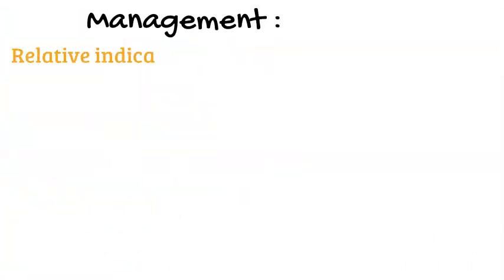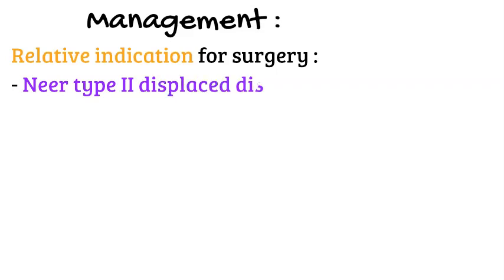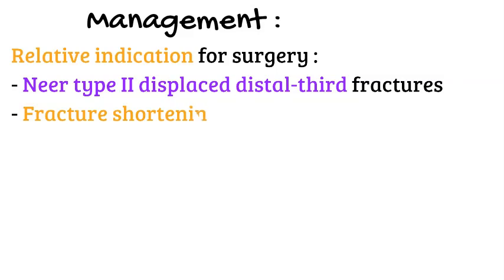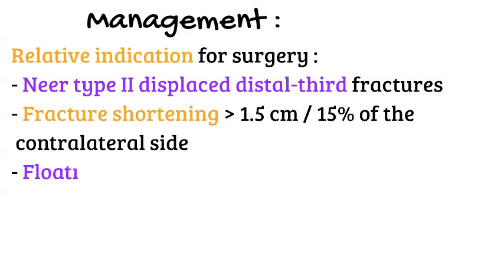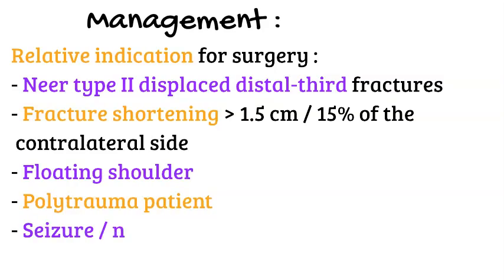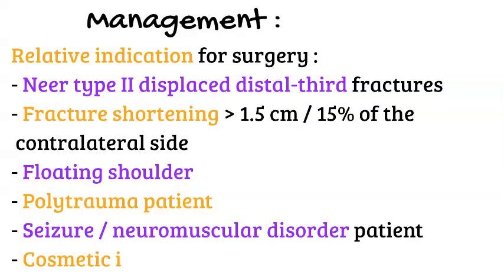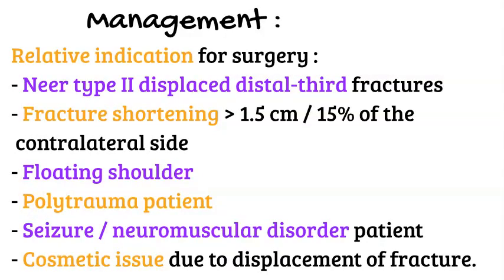Relative indications for surgery: Neer type 2 displaced fractures, fracture shortening of more than 1.5 cm or 15% of the contralateral side, floating shoulder, polytrauma patient, seizure or neuromuscular disorder patient, and cosmetic concern due to displacement of the fracture.